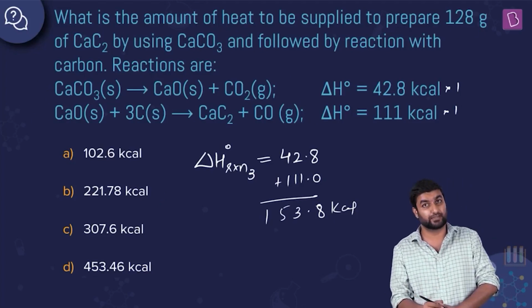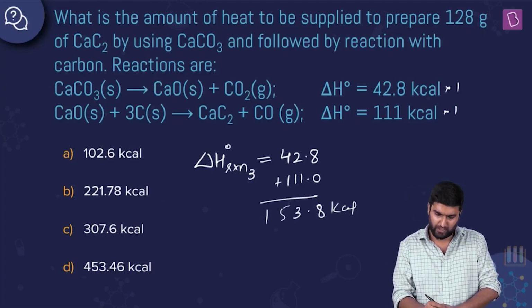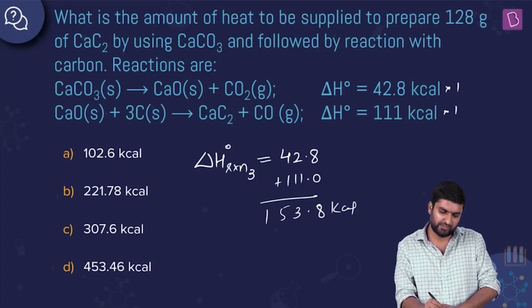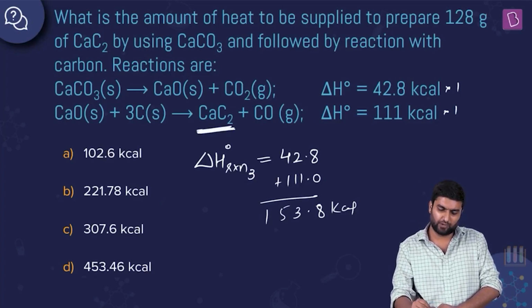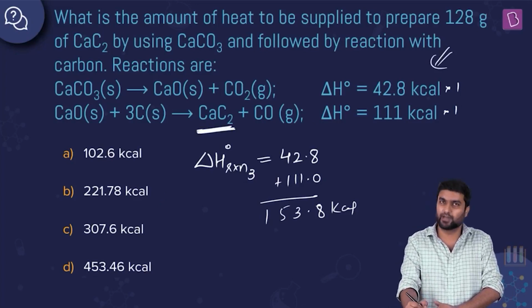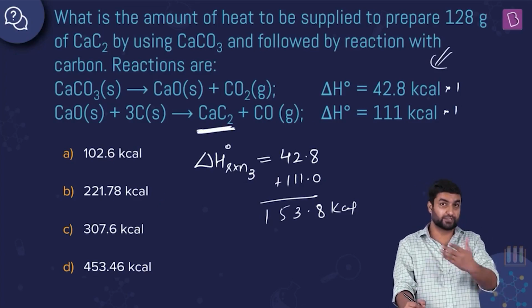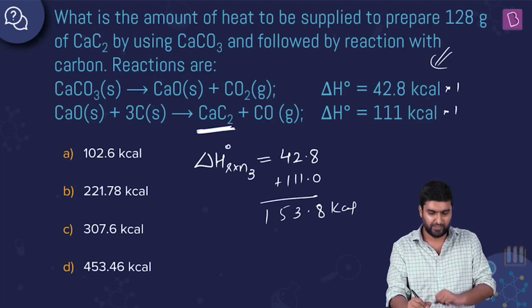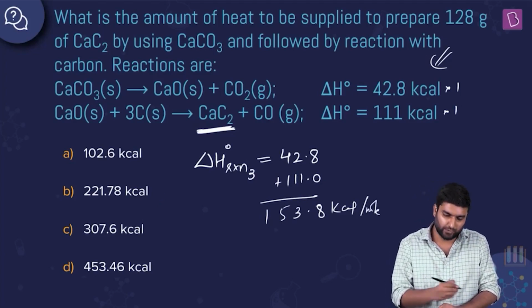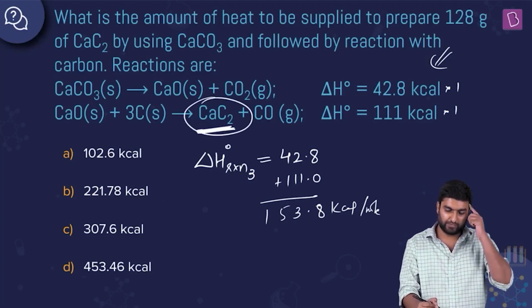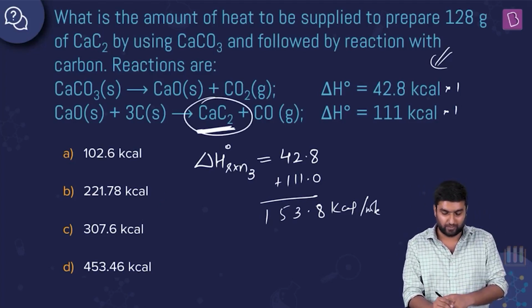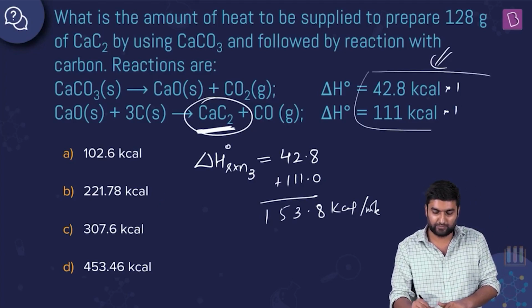Okay. Now, the question is asking what amount of energy will be required to prepare 128 grams of CaC2. For this, how much CaC2 is getting formed? All of these kilocalories, although it is not mentioned, it should have been, are per mole. This also is per mole. So this is for 1 mole.